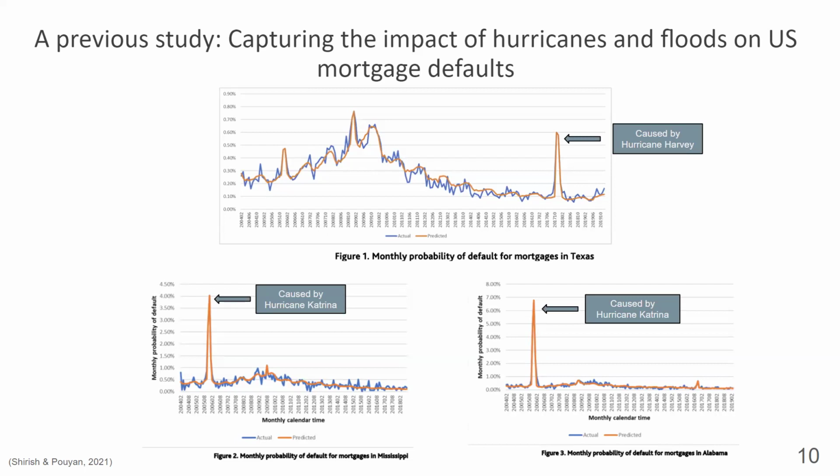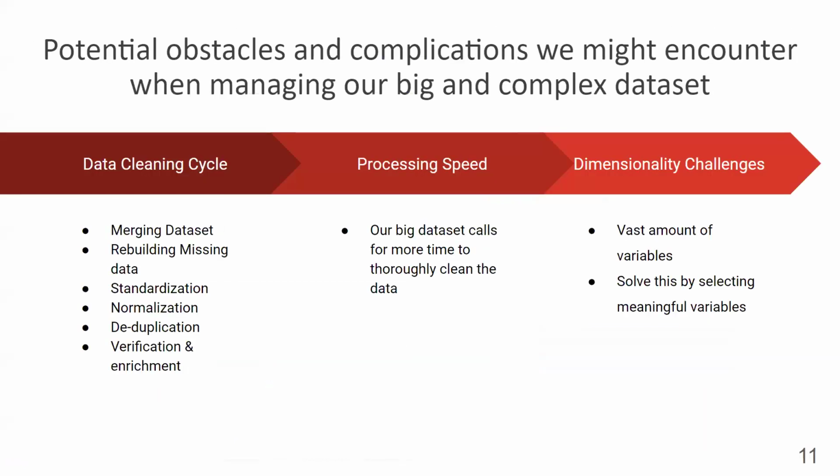Based on what Shirish found, we are now digging into whether disaster could be a key factor in predicting when loans might go bad. Next slide, please. So first, we've got the data clean circle. It's a big job, like merging data, filling in blanks, standardizing, and getting rid of any doubles, like duplicates. It's all about setting the stage for clean analysis.